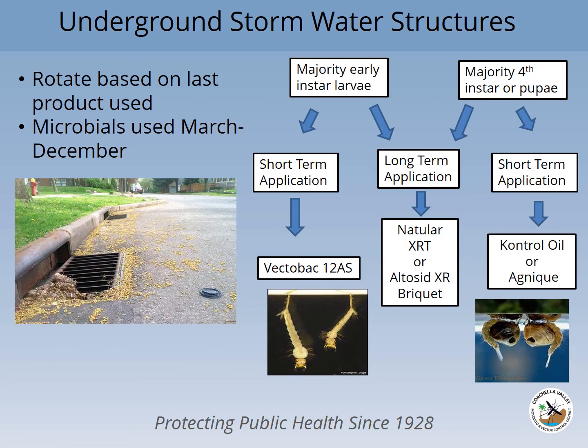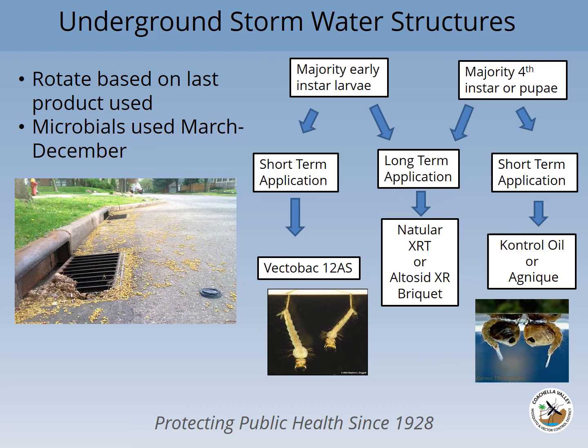Underground storm water structures. Underground storm water structure treatments will be made based on the following factors: larvae abundance, larvae developmental stages present, and water intake or outtake. Water that sits consistently and does not change much would warrant a long-term application. However, if the water evaporates quickly or is not consistently present, the situation would likely require a short-term application. Products should be rotated based on the previous treatments, with microbials being used from March to December.